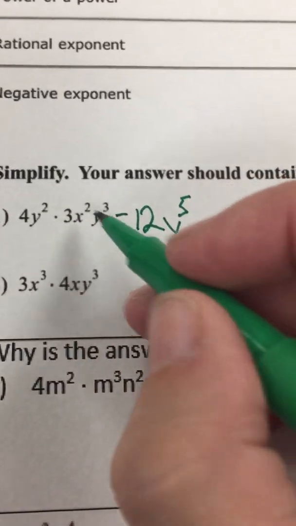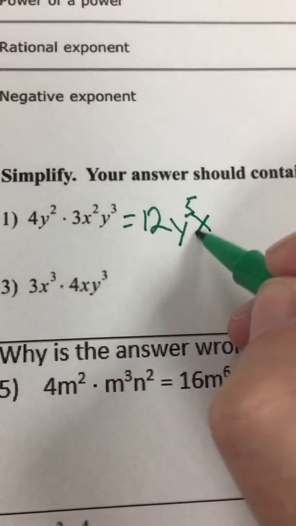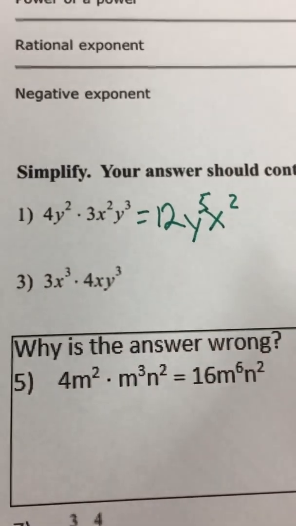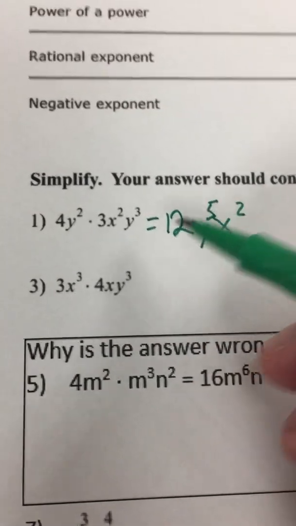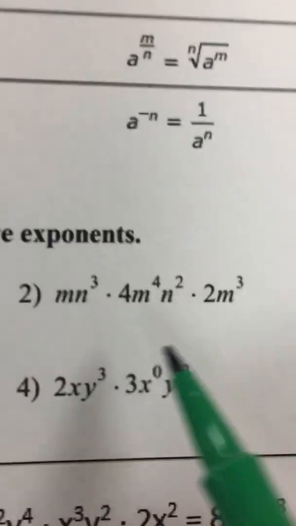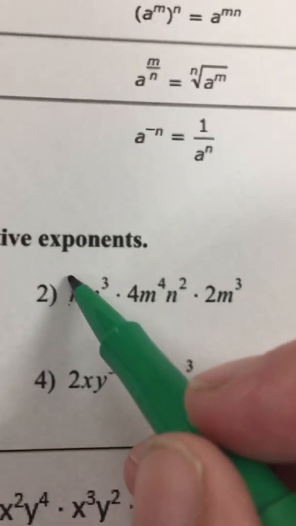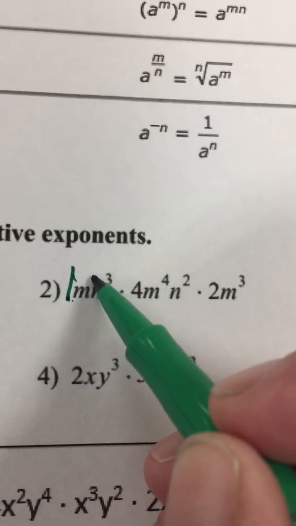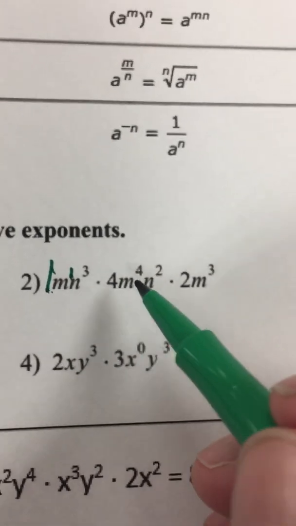Now, I don't have any x's here, but I still have x squared here, so I still need to have an x squared. I'm still multiplying times x squared in the answer. So 12y to the 5th x squared is the answer. Number 2, I've got mn to the 3rd. Remember, there's a 1 in front of that, and there's a little 1 as the exponent for the m.